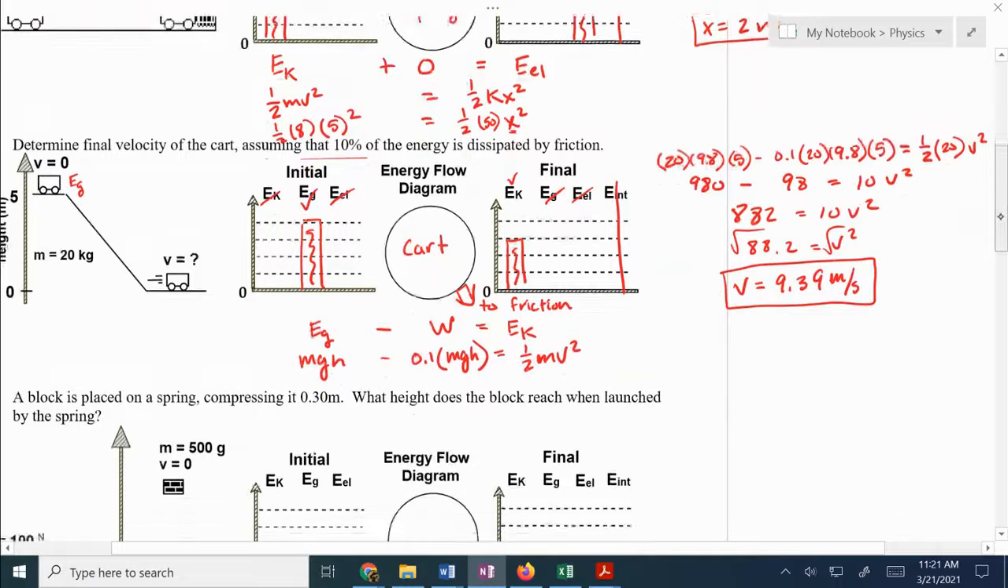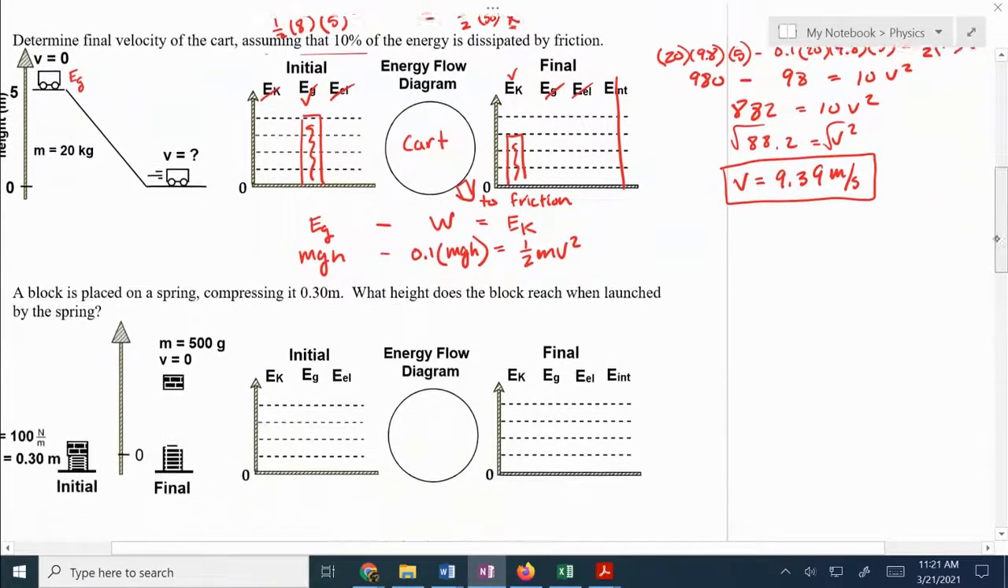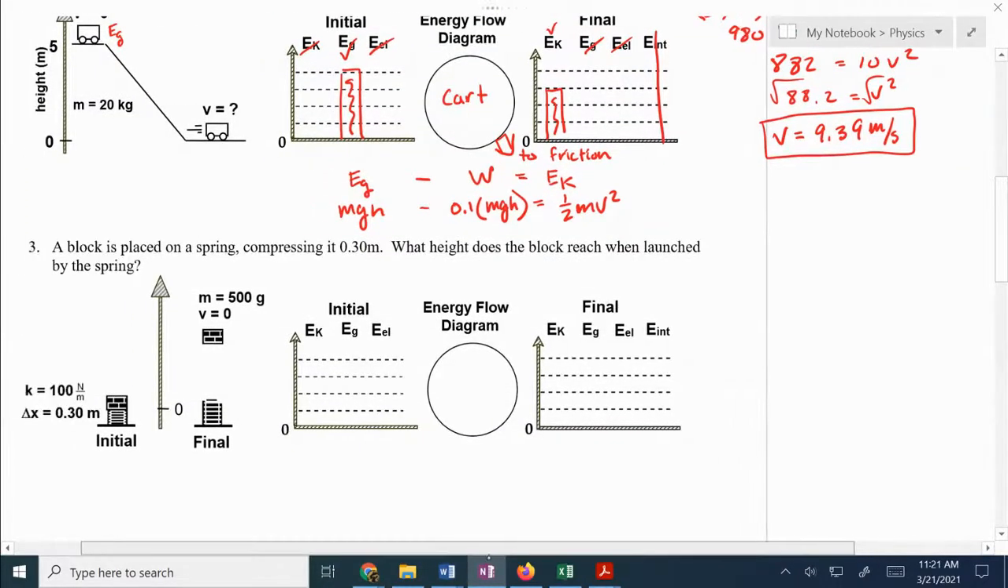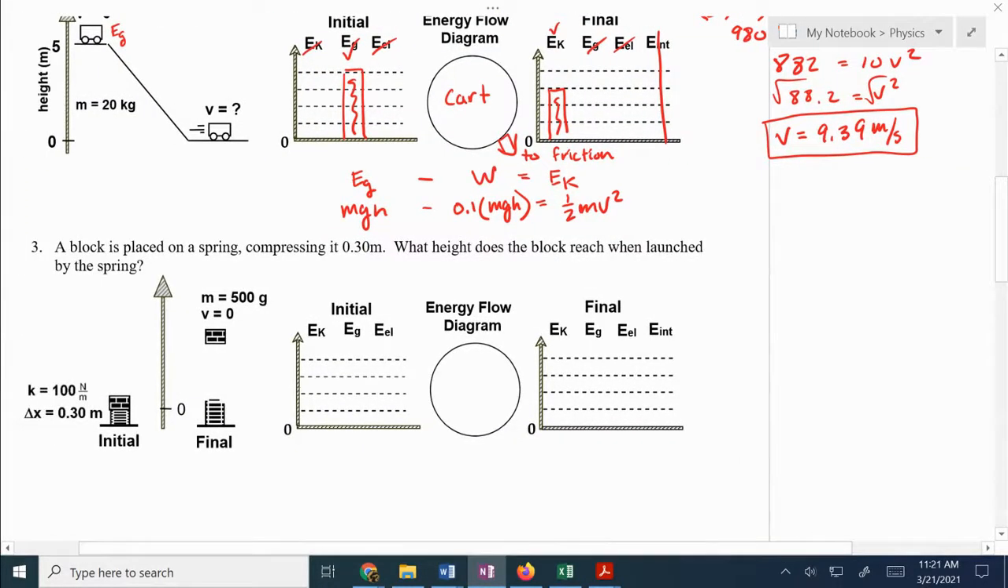All right, there you go. There's that one. Moving on to number 3. As we look at this, we started off here. We're going to start out with elastic energy. Looks like we got a spring compressed there. At the end, we're going to have gravitational energy. Let's make sure we catch that the mass in kilograms is really 0.5 kilograms. You have to divide by 1,000 to change the grams into kilograms.